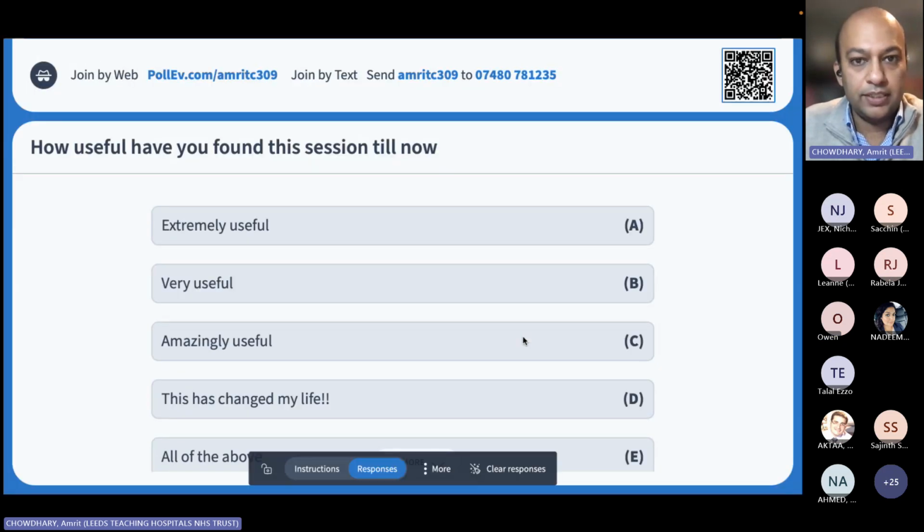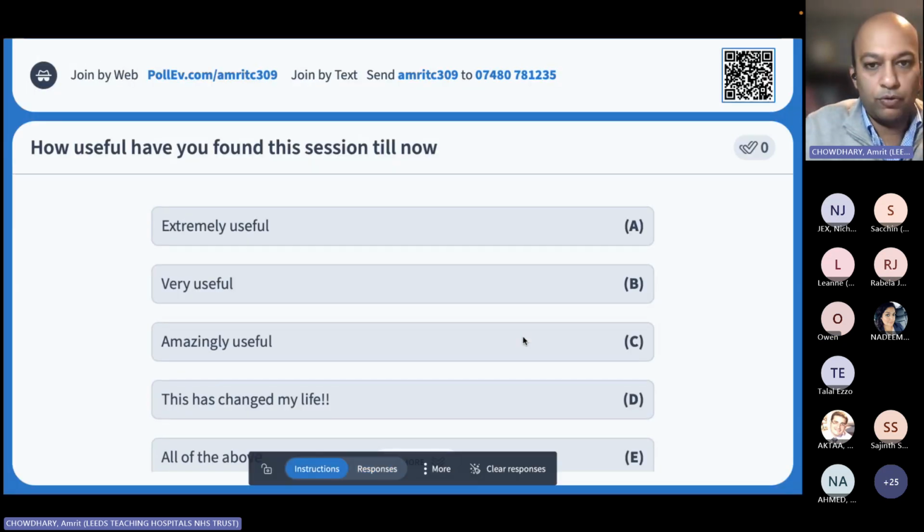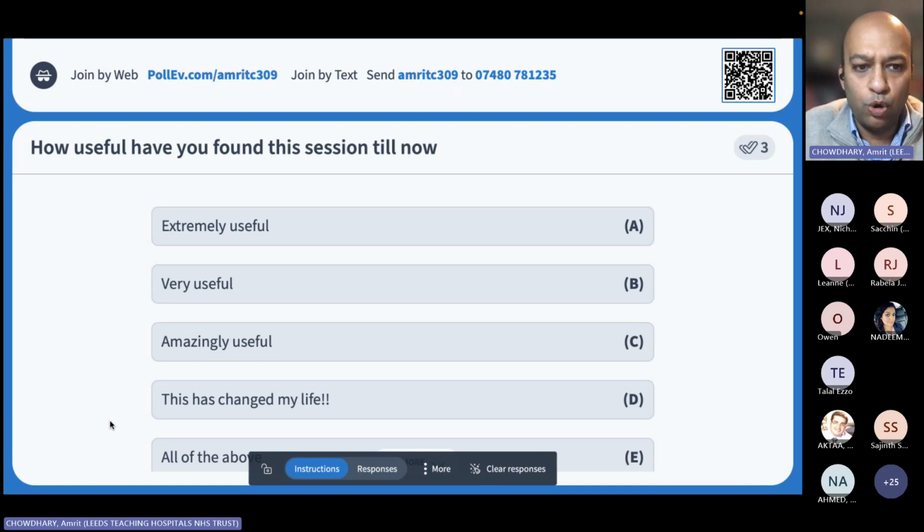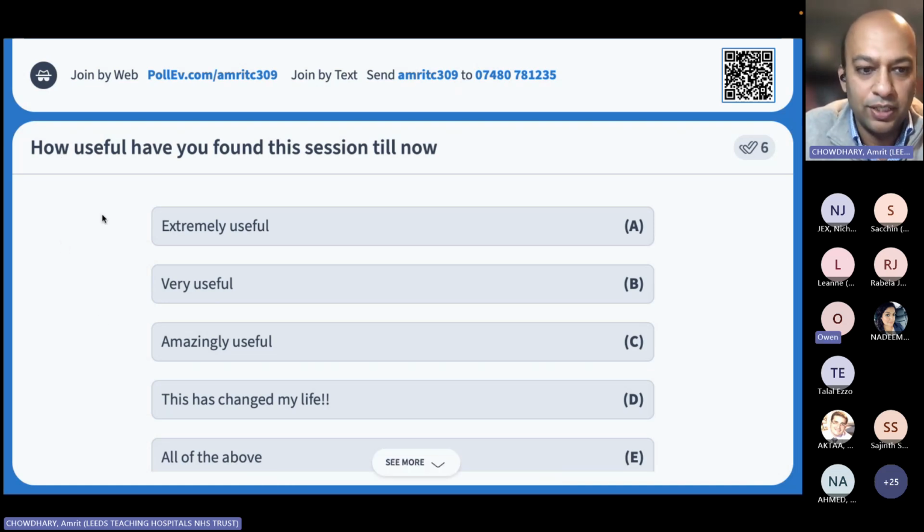This is interactive, all the cases, so make sure you have your smartphones ready. There will be voting for some questions. This is a test question to make sure everyone's familiar with this website. There is a QR code on the top, which you should be able to see. If you scan that QR code with your phone, you should be able to vote for this question. How useful have you found this session till now?